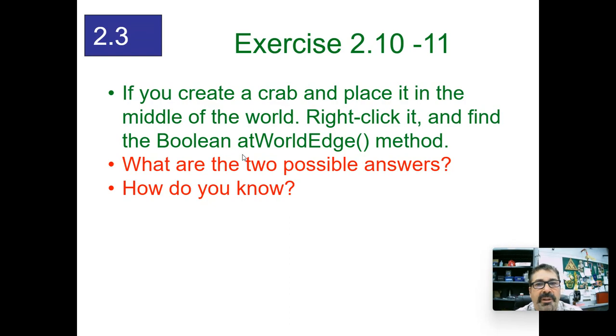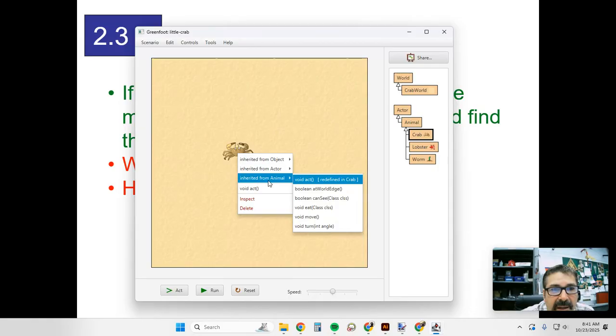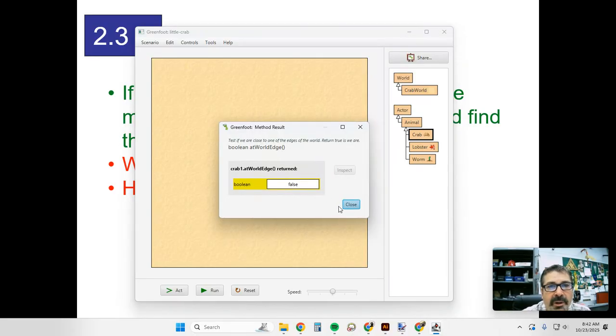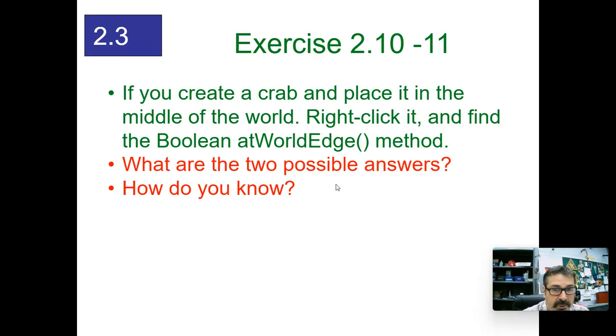Create a crab and place it in the middle of the world. Right-click and find the Boolean at world edge method. What are the 2 possible answers and how do you know? So we're going to put a crab in the middle of the world. We're going to right-click and say inherited from animal, and we're going to say at world edge. The question is, what are the 2 possible answers considering that its return type is Boolean? Well, we know that one is false. What's the other one? Answer that down. How do you know? Well, it's true and false because the return type is Boolean.